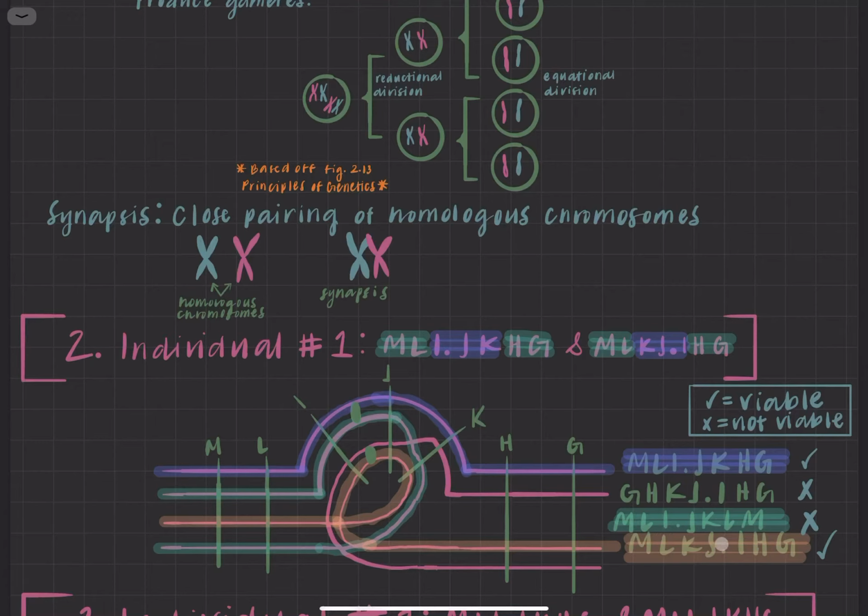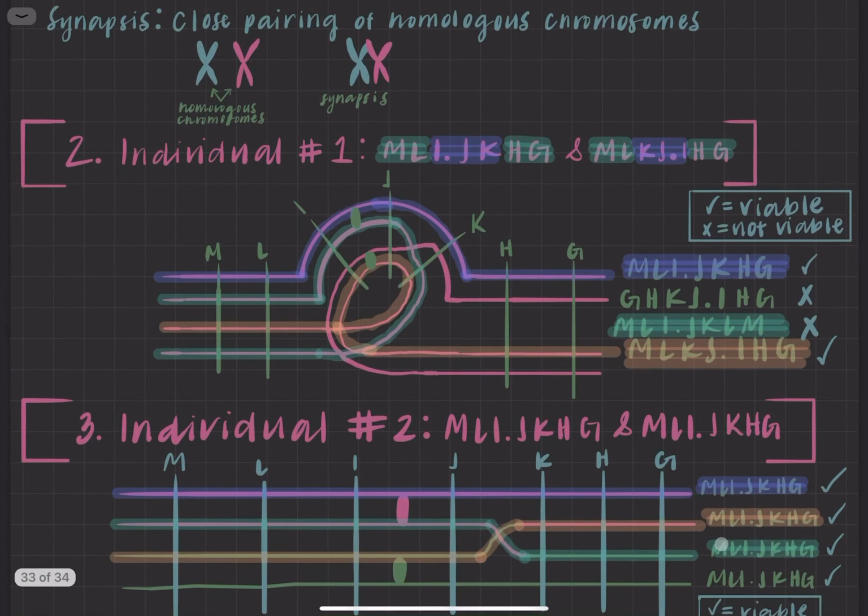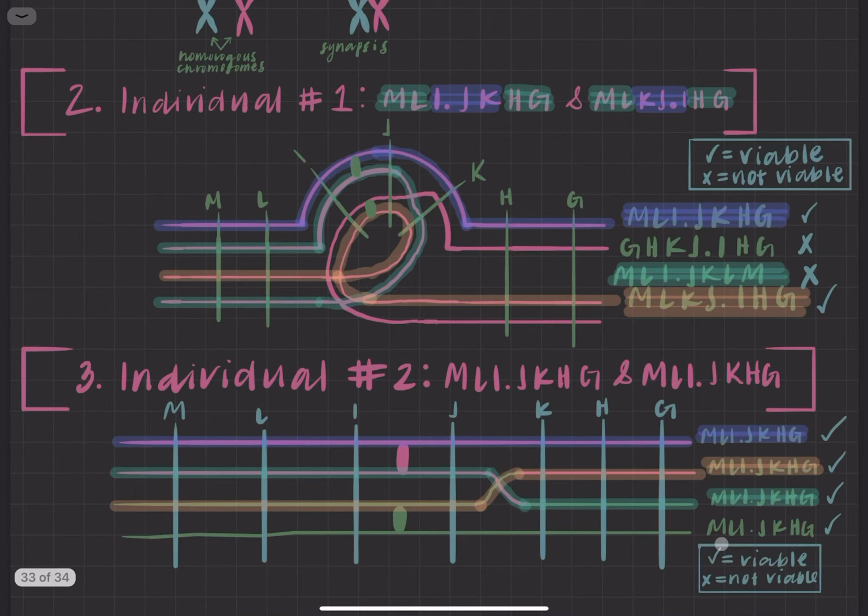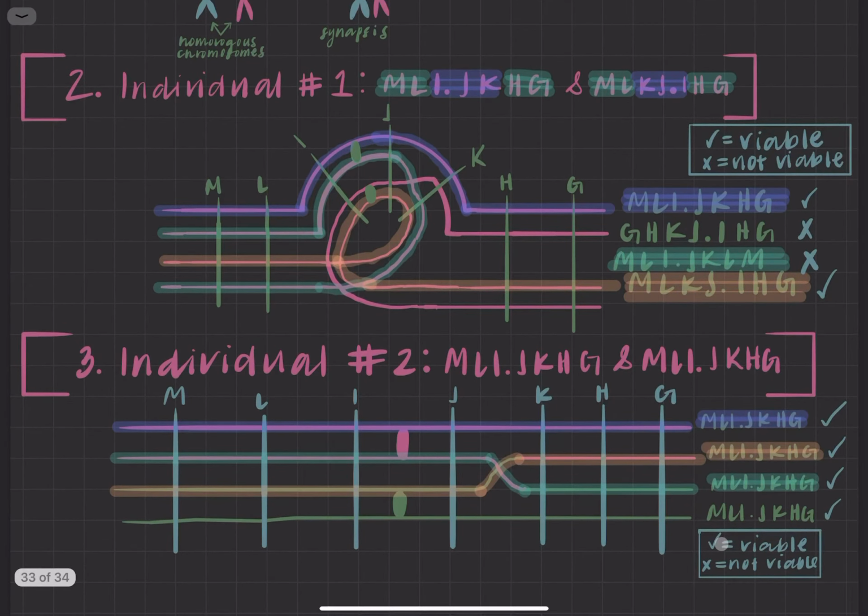Only the 2 with check marks next to them will be viable, as the other 2 contain duplications and deletions of genes. In the second individual, there are no chromosomal aberrations present, so all the gametes produced are the same and viable.